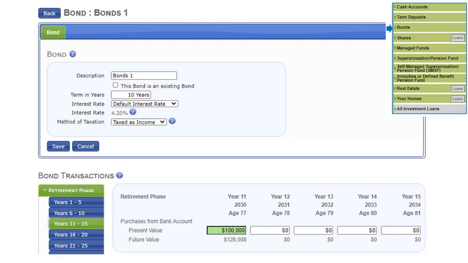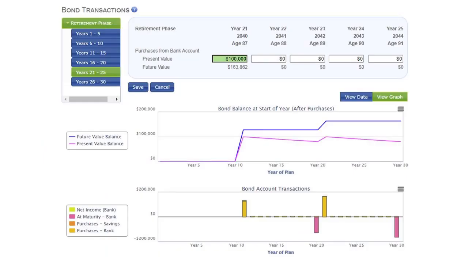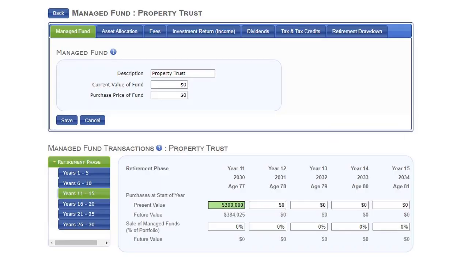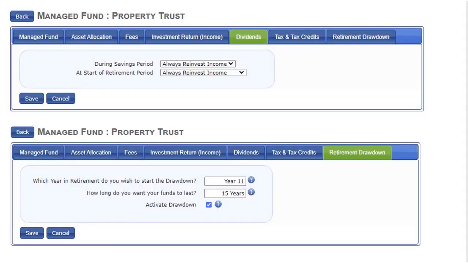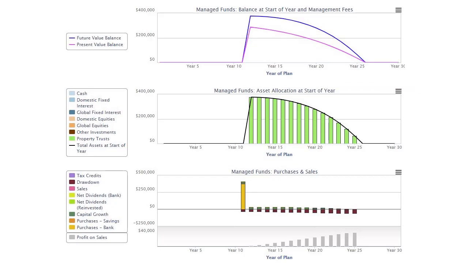Once the property is sold, John needs to consider how he will reinvest those funds. In this example, he has decided to allocate some of the funds to buying a 10-year bond. He will roll over the bond for a second 10-year period. To maintain some investment in property, John has purchased a property trust, which is a form of managed fund. See how the asset allocation has been changed? The dividends will be reinvested and the funds will be drawn down over 15 years.